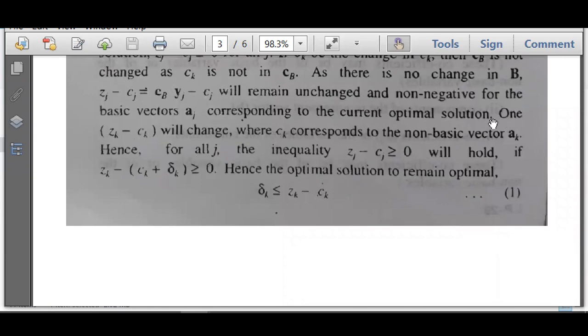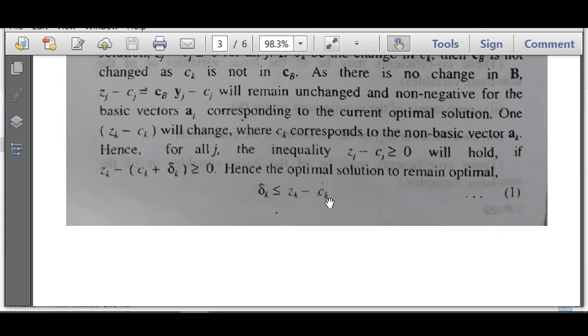For all j, the inequality zj minus cj greater than or equal to 0 will still hold, because you are not at all affecting the basic part of the solution. If zk minus (ck plus del k) is greater than or equal to 0, then the solution remains the same as it is. So what is the constraint imposed on this non-basic part? That this should be greater than or equal to 0, which simplifies to del k less than or equal to zk minus ck.